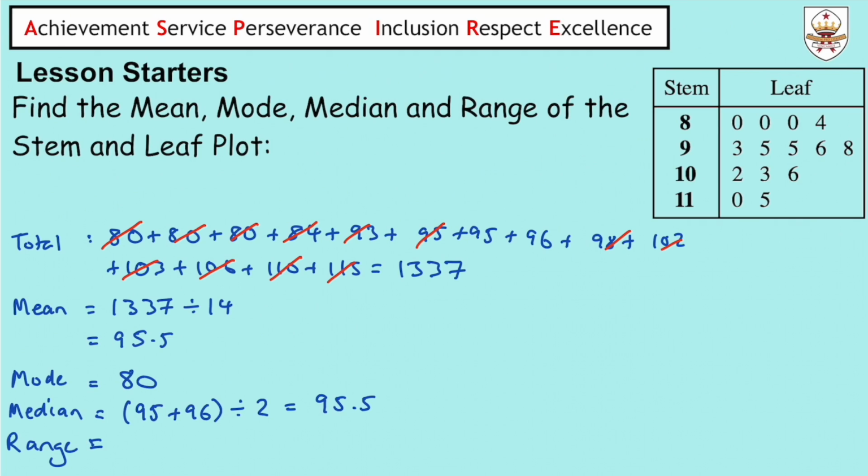Finally, the range is just going to be the largest number take away the smallest number, largest being 105, smallest number being 80. This gives us an answer of 25.